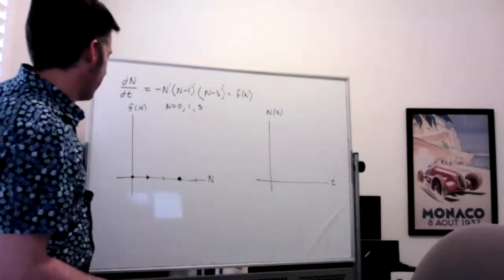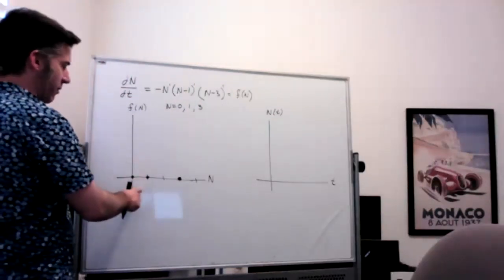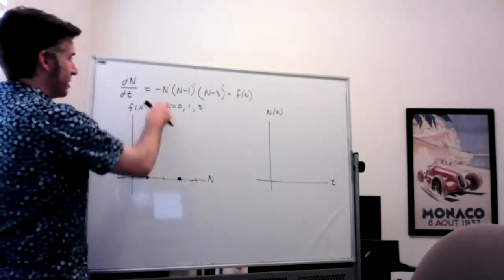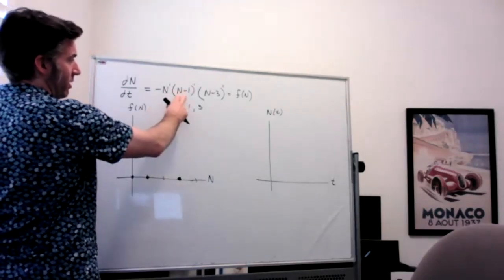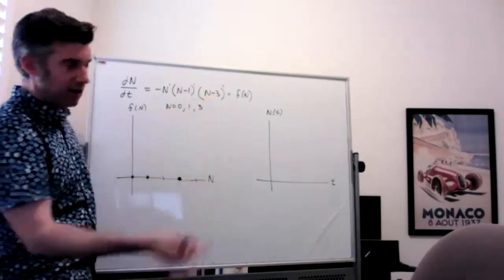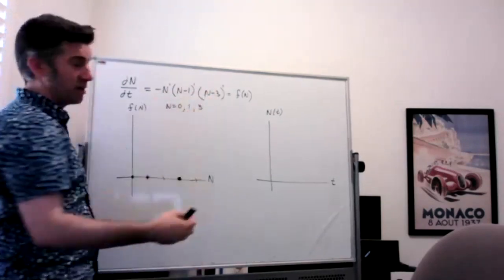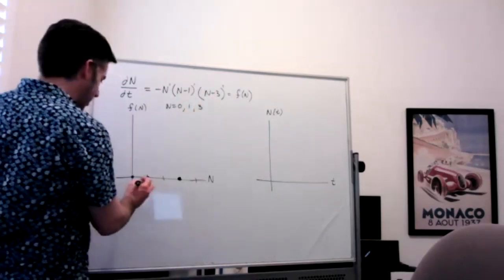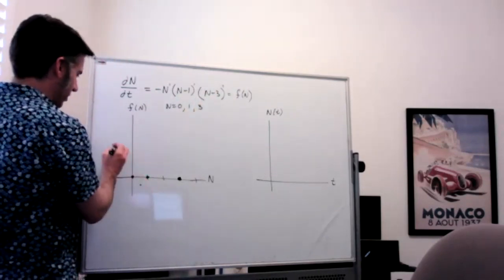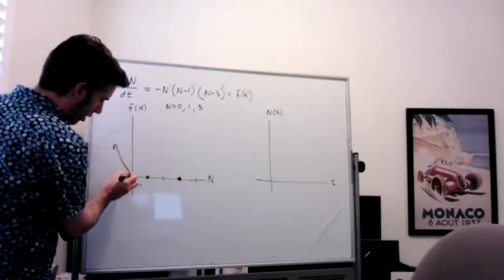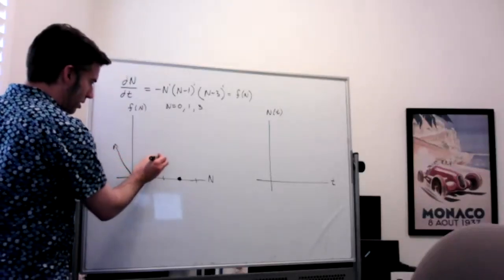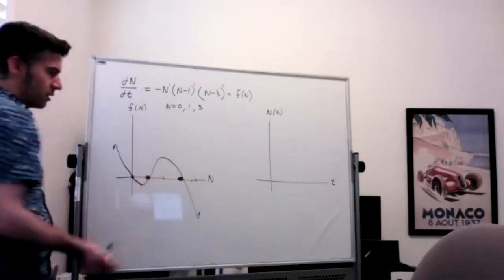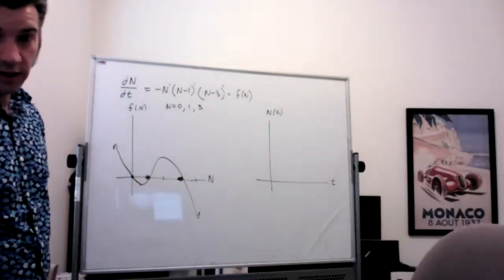So I really just need to figure out if it's positive or negative in each region. If I pick a number between 0 and 1, like 1/2, it's a negative 1/2 times a negative 1/2 times a negative something. Negative times negative is positive, and then positive times negative is negative. So we know we're going to be negative here. Then it's going to look like this: cross there, cross there, cross there. All right, so that's what our graph looks like.